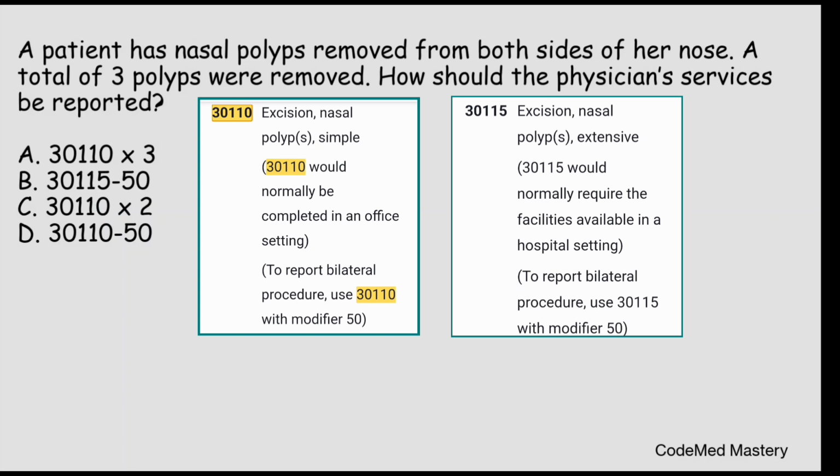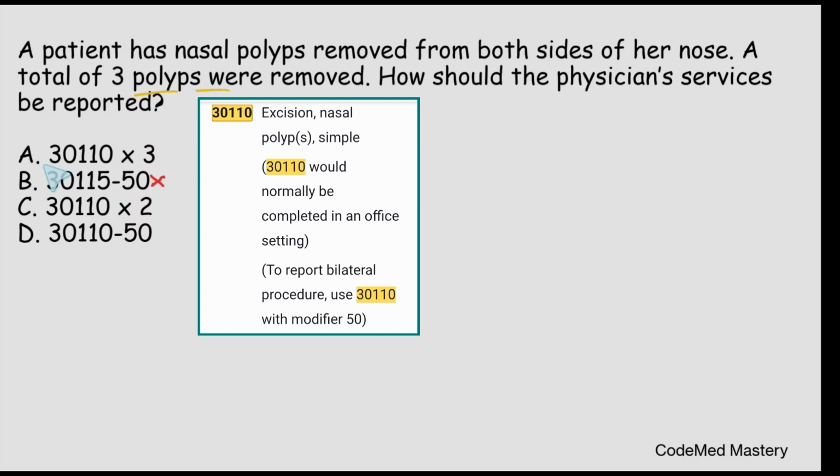When you look at the question, a patient has nasal polyps removed from both sides of her nose. A total of 3 polyps were removed. So that's all they have mentioned. They have not mentioned that it is an extensive procedure. So in the absence of documentation that this is an extensive procedure, we must assume it is simple. So we have to code for simple, not extensive. So eliminate the code 30115. That is option B. Now we are left with option A, option C and option D.